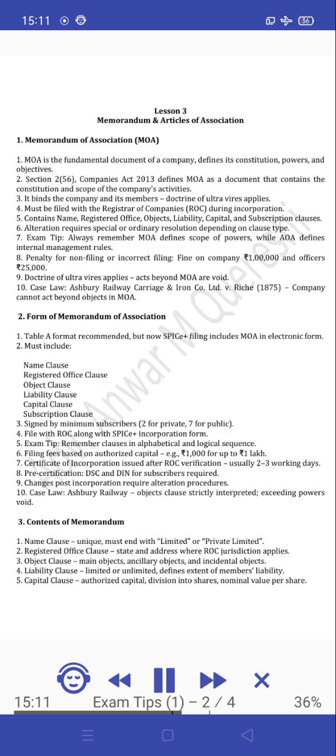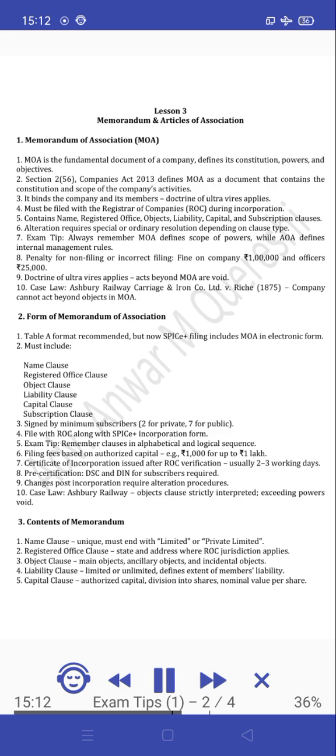4. Must be filed with the Registrar of Companies (ROC) during incorporation. 5. Contains name, registered office, objects, liability, capital, and subscription clauses. 6. Alteration requires special or ordinary resolution depending on clause type. 7. Exam tip: Always remember MOA defines scope of powers, while AOA defines internal management rules.